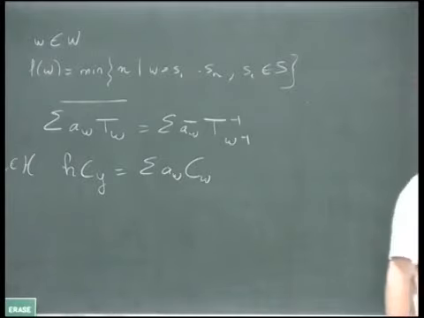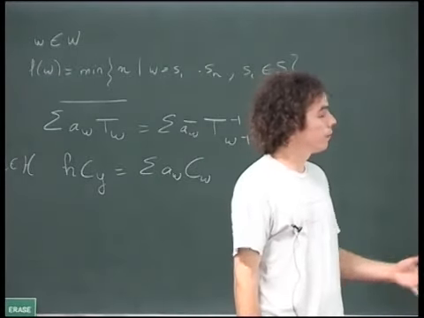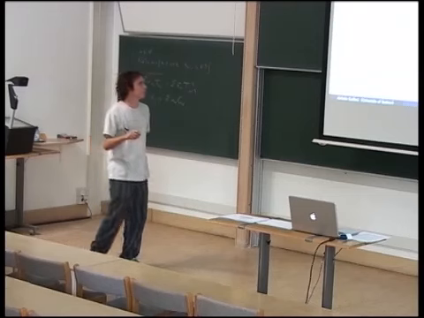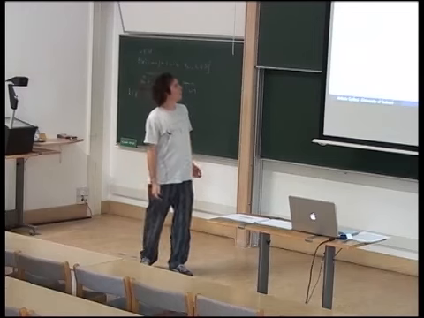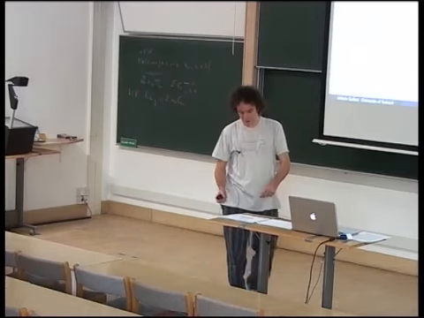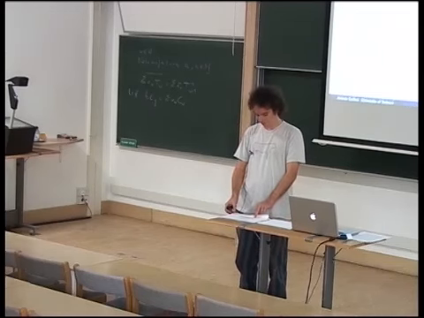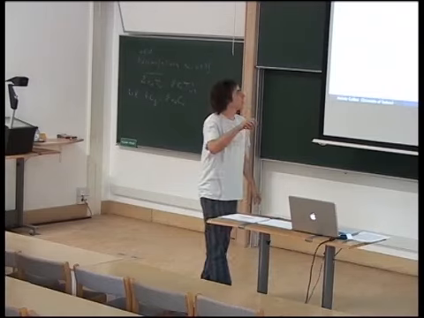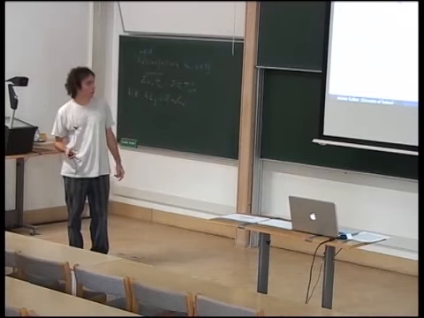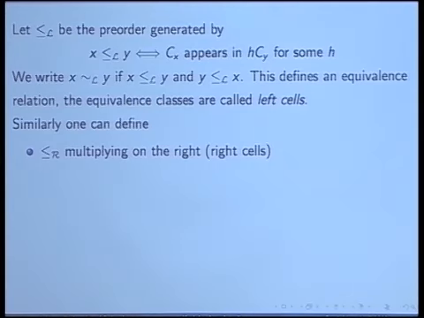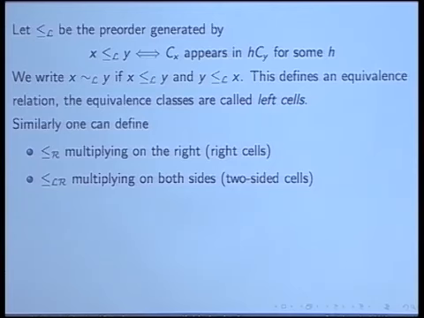From there, you can define an equivalence relation, saying that x is equivalent to y in the left order if and only if x is less or equal to y and y is less or equal to x. And the equivalence classes are called left cells of W. Here I multiplied on the left, but I can define the same thing multiplying on the right, so you get right cells. And then you can multiply on both sides, and you get two-sided cells. But you don't necessarily multiply by the same element on the left and on the right. You can choose h C_y h'.